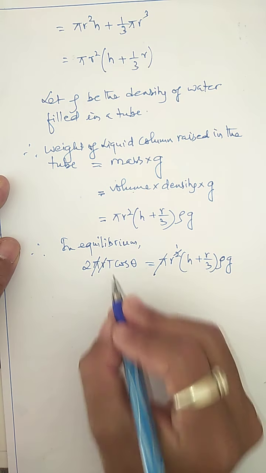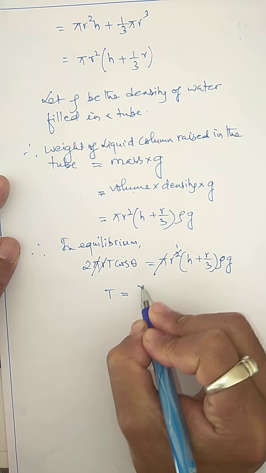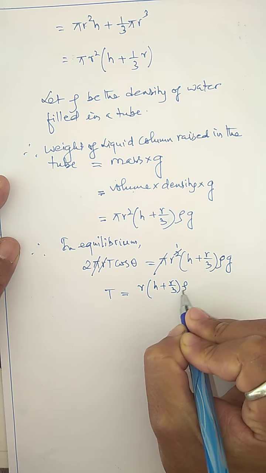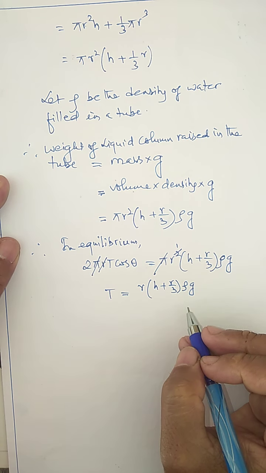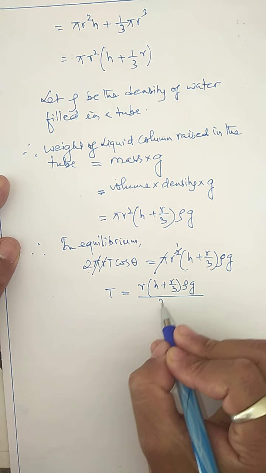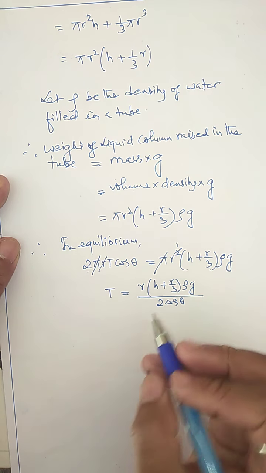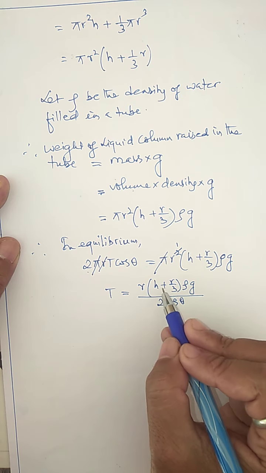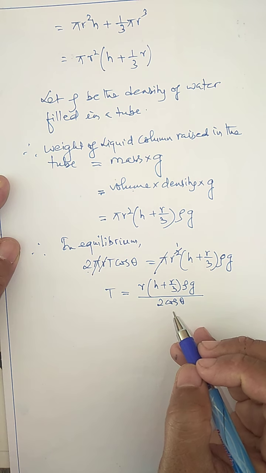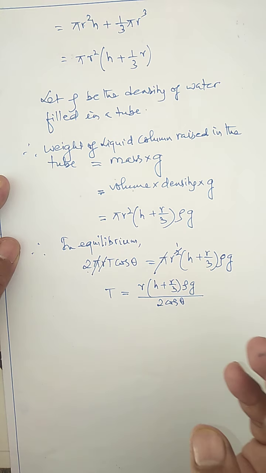Now we cannot cancel further. Now let me just make T as the subject. If I make T as the subject, on the right hand side it will be how much? r (h + r/3) ρ g, divided by 2 cos θ, which goes in the denominator. So T, the surface tension of the water, is given by r (h + r/3) ρ g by 2 cos θ.